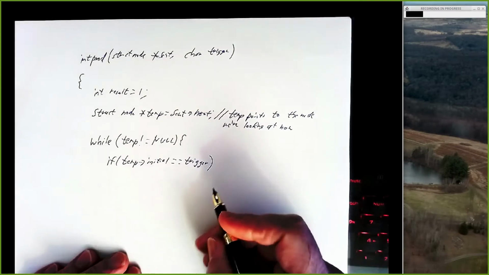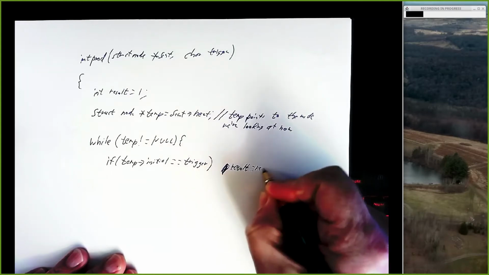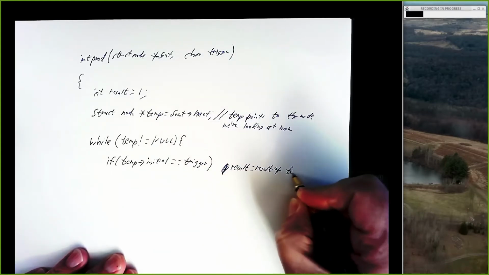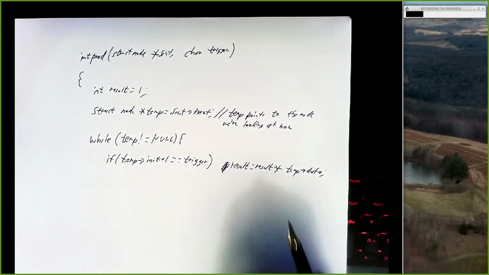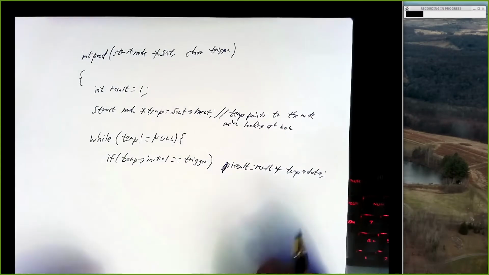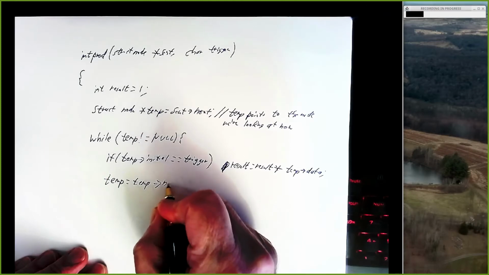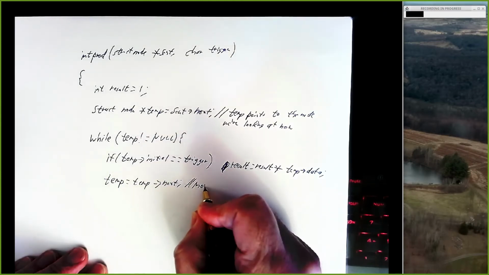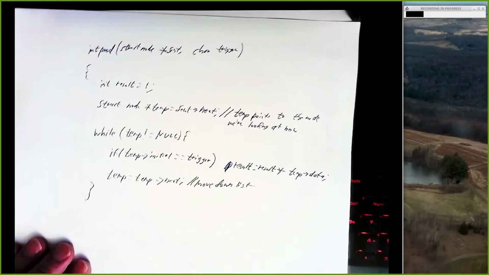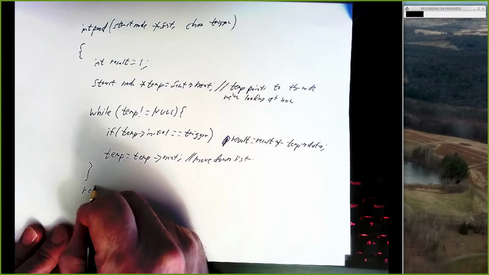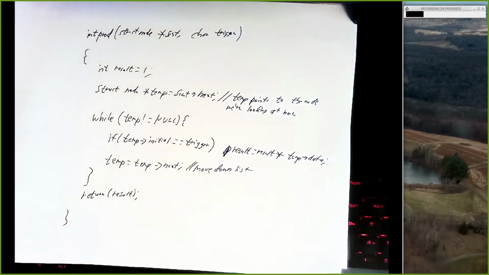So if temp initial equals trigger, then result equals result times temp data. So multiply your running product by this node's data. And then our usual, move down the list. And iterate until you've hit the end of the list, and then at that point just return your answer. So something like that.